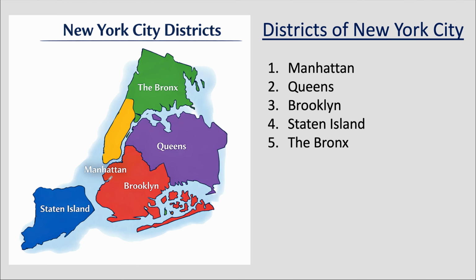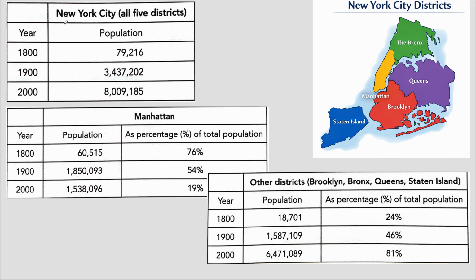New York City has 5 districts: Manhattan, Queens, Brooklyn, Staten Island, and the Bronx. The first table shows the total population of New York City in 3 different years. The second table focuses on one district, Manhattan. The third table combines the other 4 districts together.